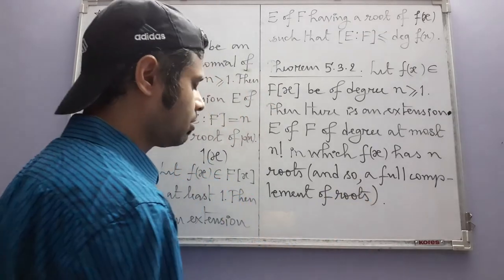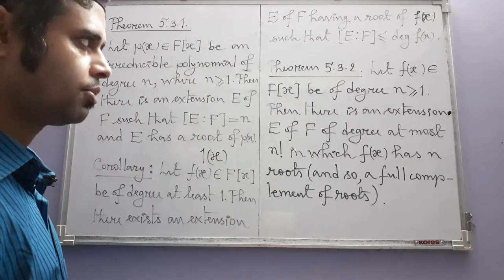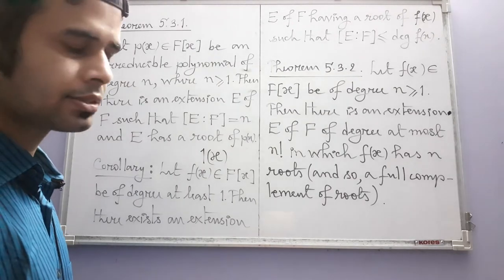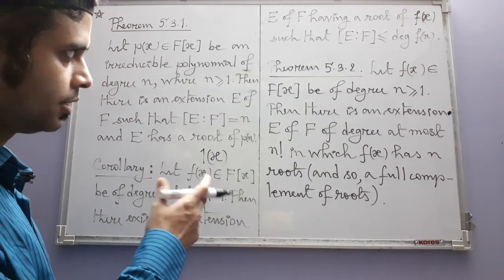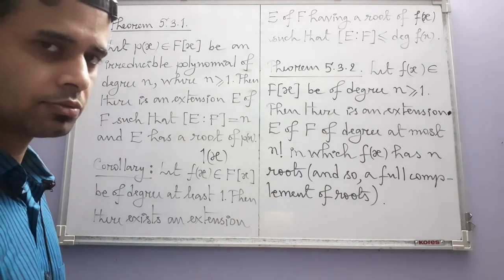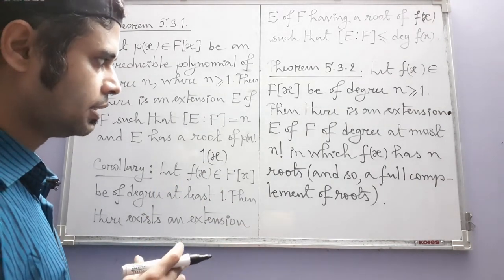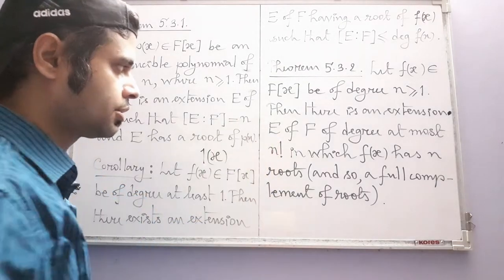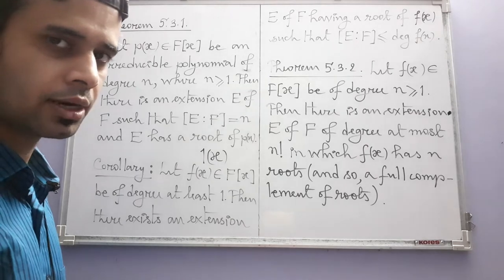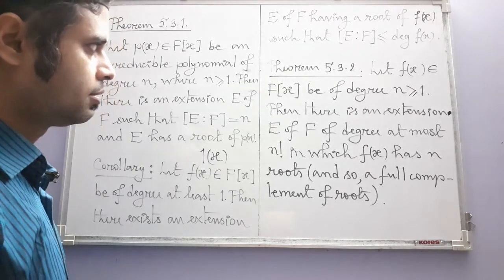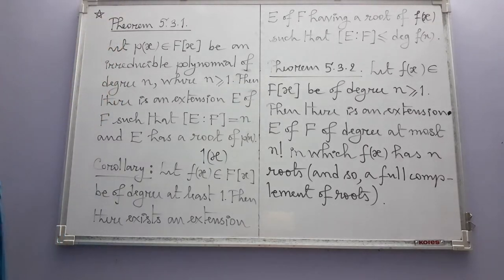Now, since we already know that a polynomial of degree n has at most n roots, this theorem, once we prove it, will give us an extension E which actually has all the roots of the polynomial f(x). So let's see the proof now.